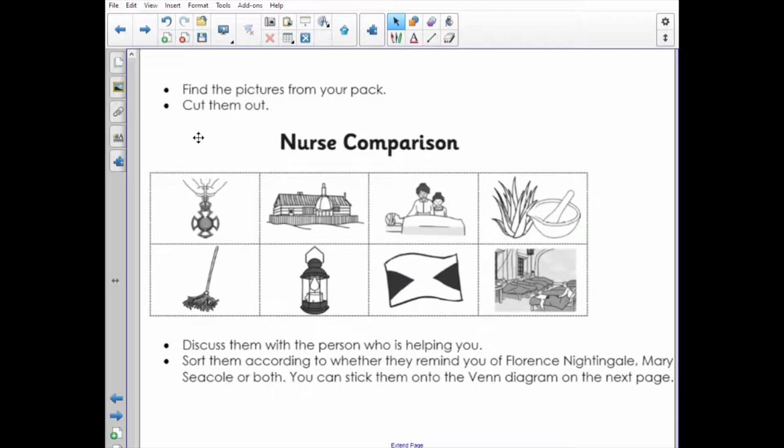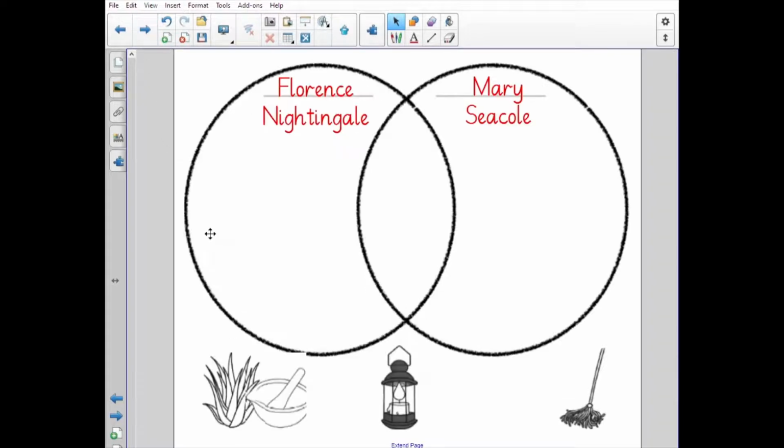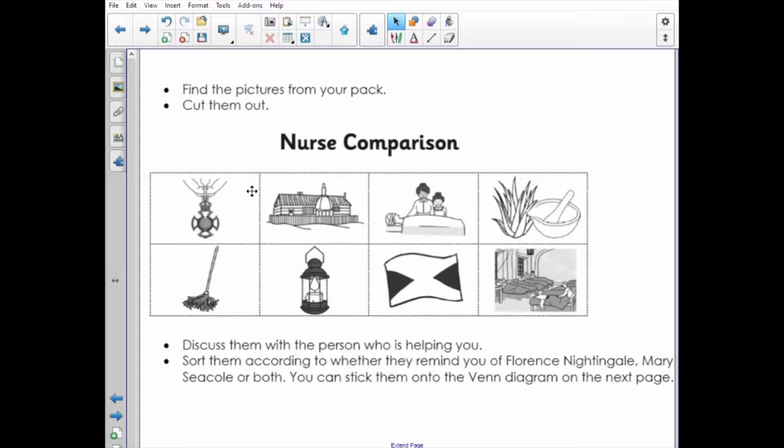And we're going to have a go at a Venn diagram today, which looks like this. And you have some pictures in your pack that look like this on a separate sheet. So find those, and then what you'll need to do is cut them out. When you're cutting them out, discuss them with the person who's helping you. What do they show? What do they mean? And then what you'll need to do is to sort them according to whether they remind you of Florence Nightingale or Mary Seacole or both of those people. And you can stick them onto the Venn diagram on the next page.